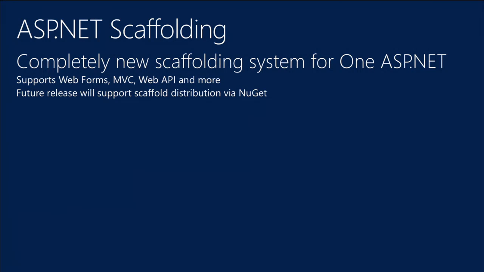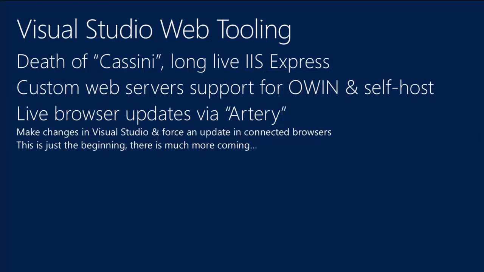A completely new scaffolding system, again, built with this One ASP.NET vision in mind. Works across all of our frameworks, will be pluggable so you can build your own code generators, either publish them internally or to NuGet so that people can take advantage of the great work being done in the community. Updates to Visual Studio Web Tooling, the death of Cassini, long live IIS Express, now the default option in the box. Support for custom web servers if you're doing OWIN or Katana project-based hosting or self-hosting Web API. And the live browser updates via that codename Artery feature that I saw, where the browsers and Visual Studio are actually connected in real time. And so I can make changes in VS, have them auto-refresh in my browsers, and build extensions so that I can move data back and forth to enhance the development experience.